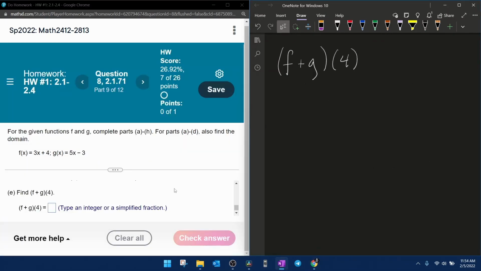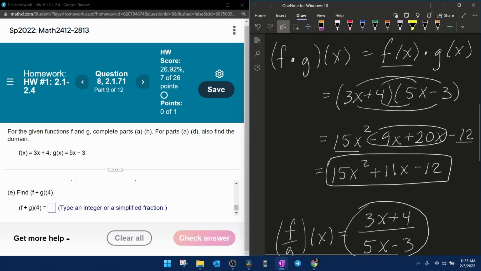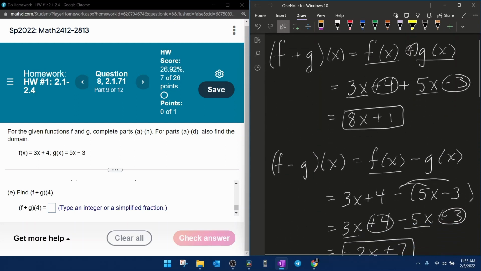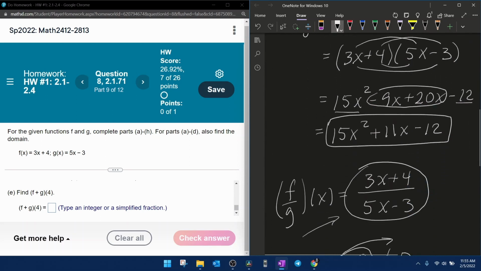So for part E, here they want us to find f plus g of 4. So this is going to require that we evaluate f plus g of x. Now there's two ways to do that. If we scroll back up to where we got our outcome for f plus g, that was 8x plus 1. Since we have this calculated, we can simply replace x with 4, and that will give us our answer. 4 times 8 is 32, plus 1 is 33. So we would expect the answer to be 33 here.